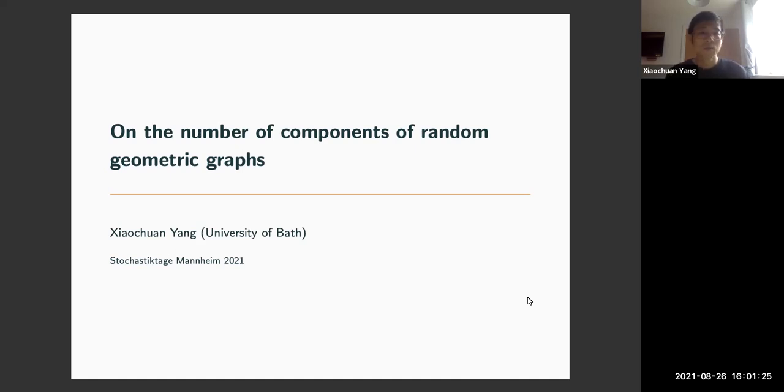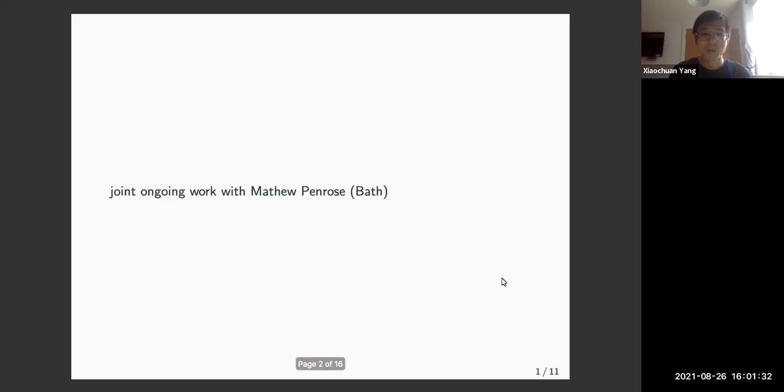Today, I'm going to talk about the number of components of random geometric graphs. This is ongoing work joint with Matthew Penrose at Bath.